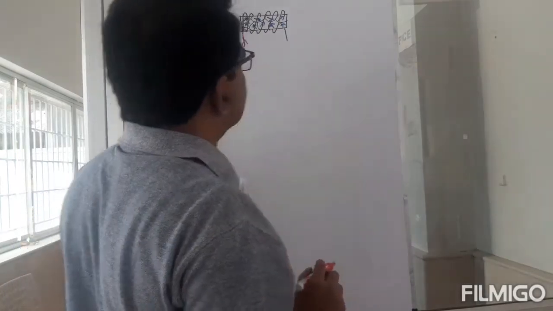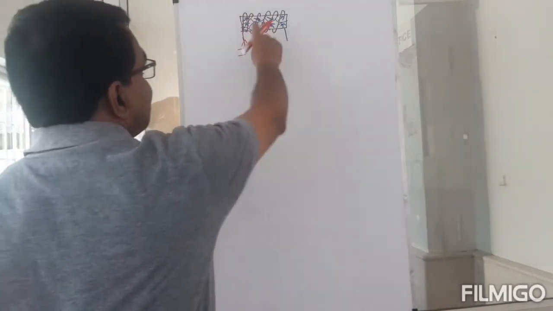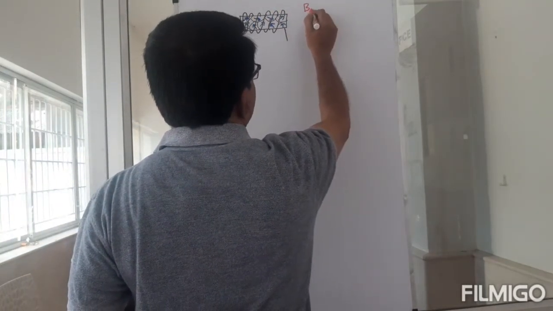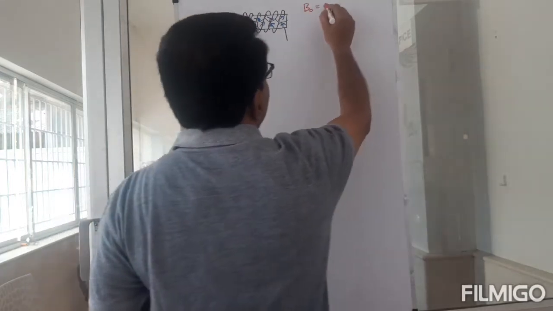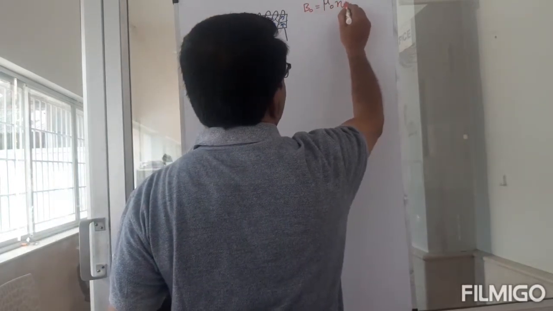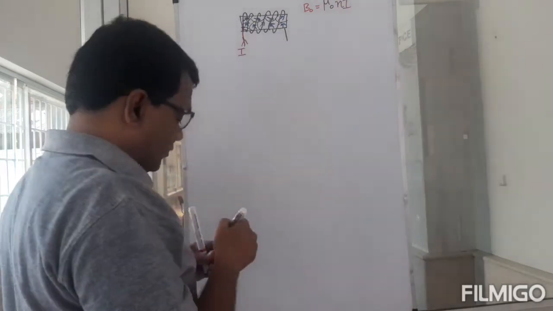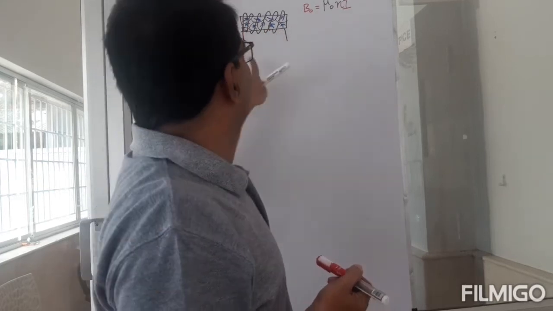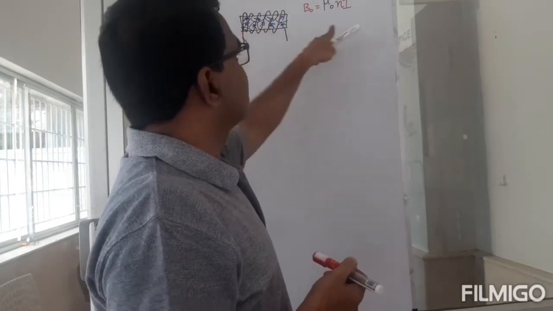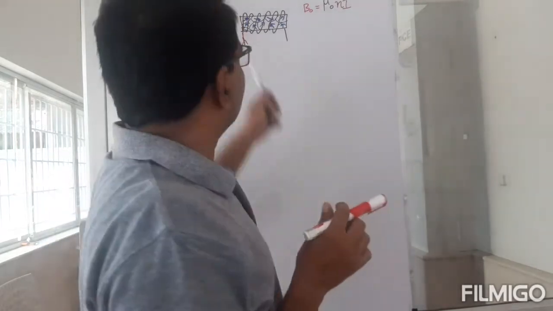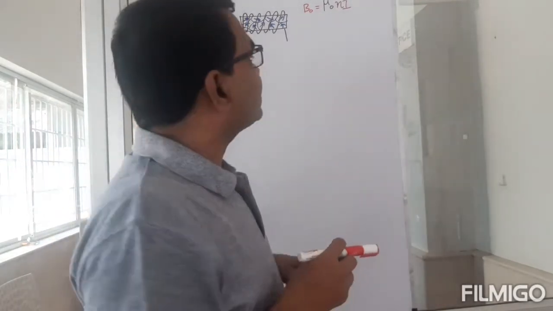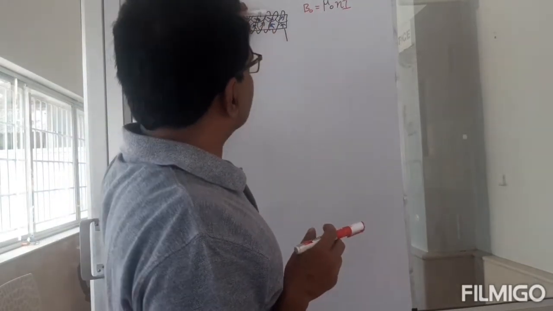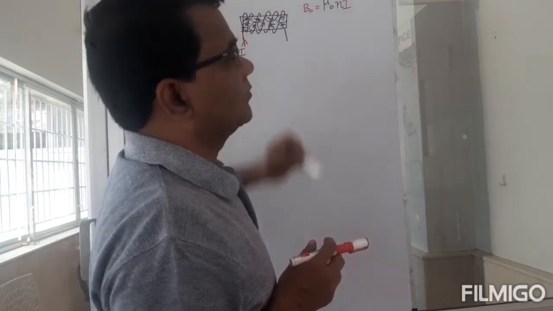Okay. If I pass current through this, then the field set up by the coil is actually B naught, which is equal to mu naught n I, where n is the number of turns per unit length and I is the current flowing through this coil.